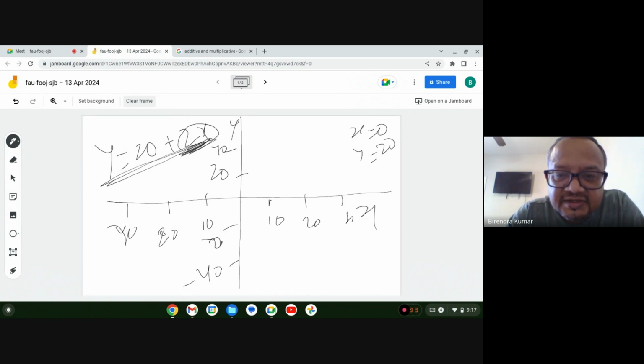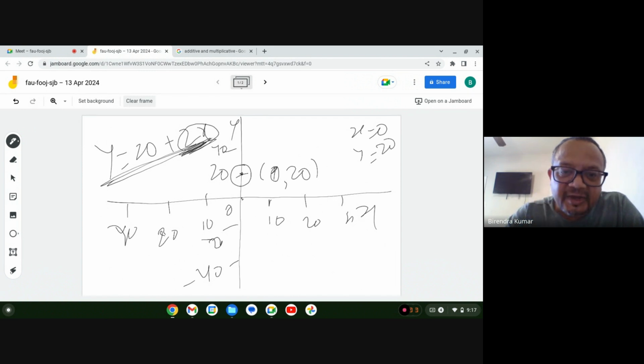Now let's see, where is that point? x is 0, y is 20. If you look at this point, this is one point. Here, the value of x is 0 because this is meeting the origin, 0, and y is 20.